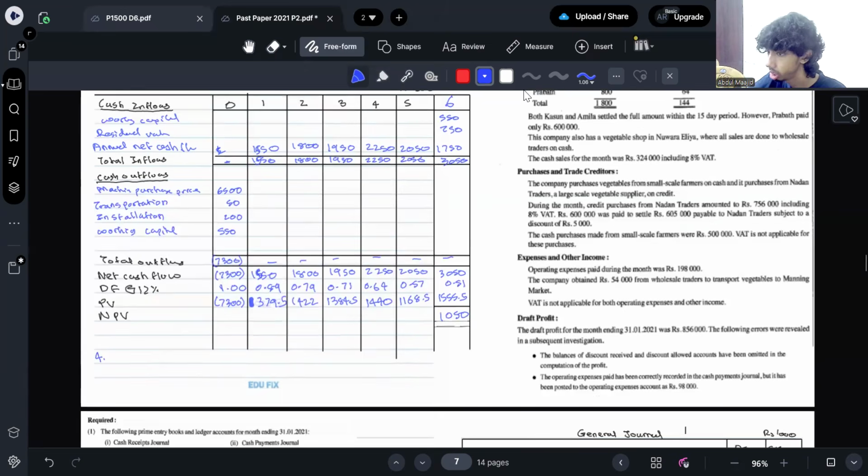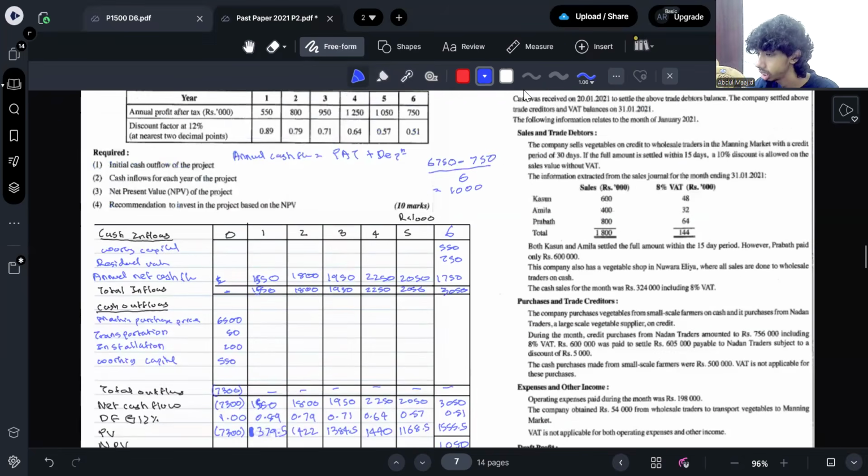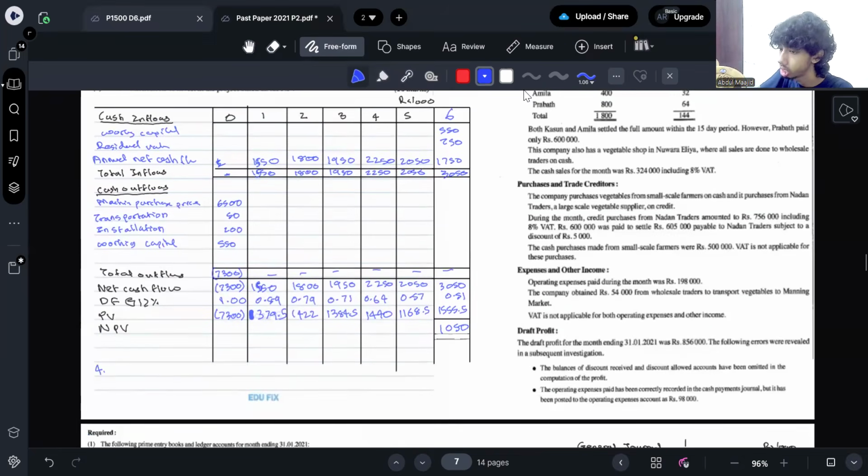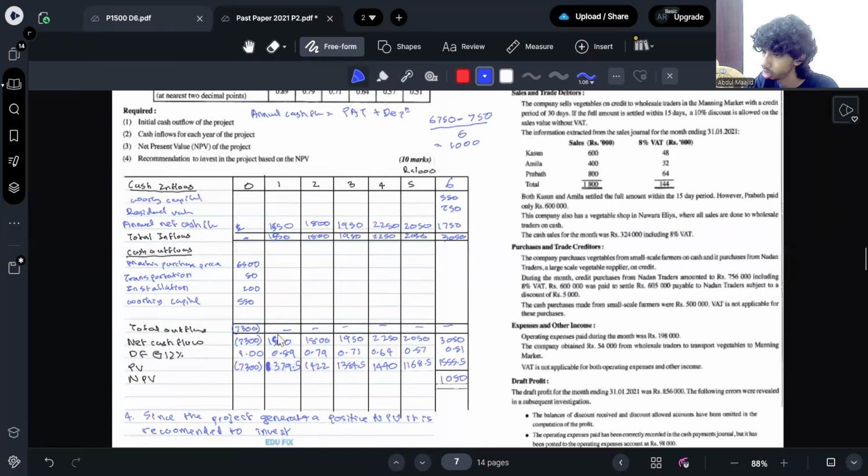Then the fourth requirement will be the recommendation. Since the NPV is positive, you can recommend to invest. Since the project generates a positive NPV, it is recommended to invest. Okay, so that is the fourth one's A part.